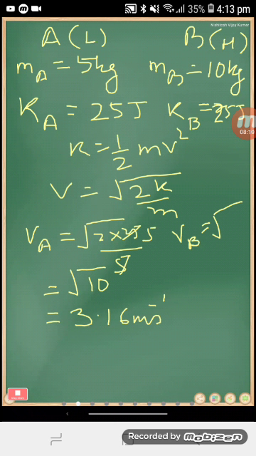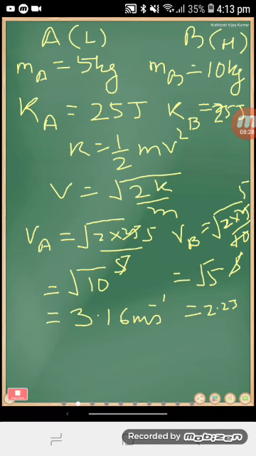this will be equal to 2 into 25 upon 10. So this comes out to be under root 5. 5 ones are 5, 5 fives are 25, so square root 5, and the value of the square root 5 is 2.23 meter per second.